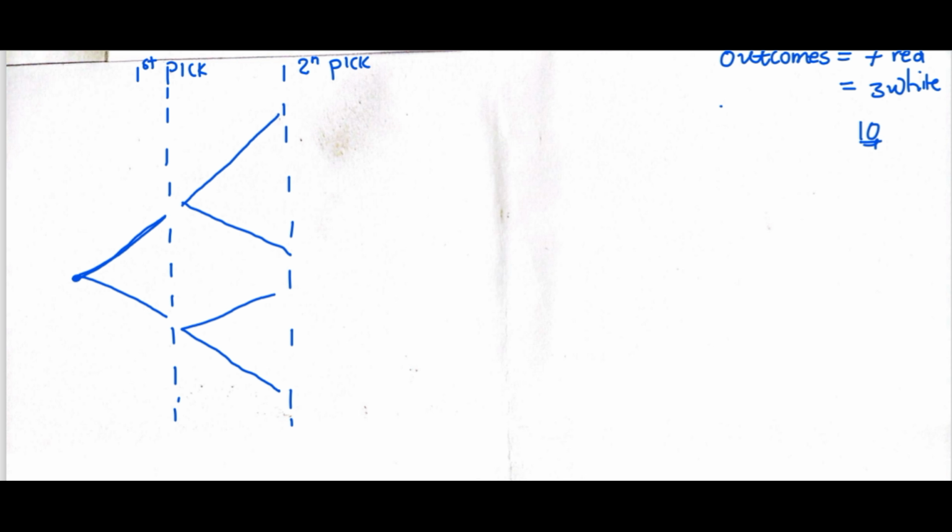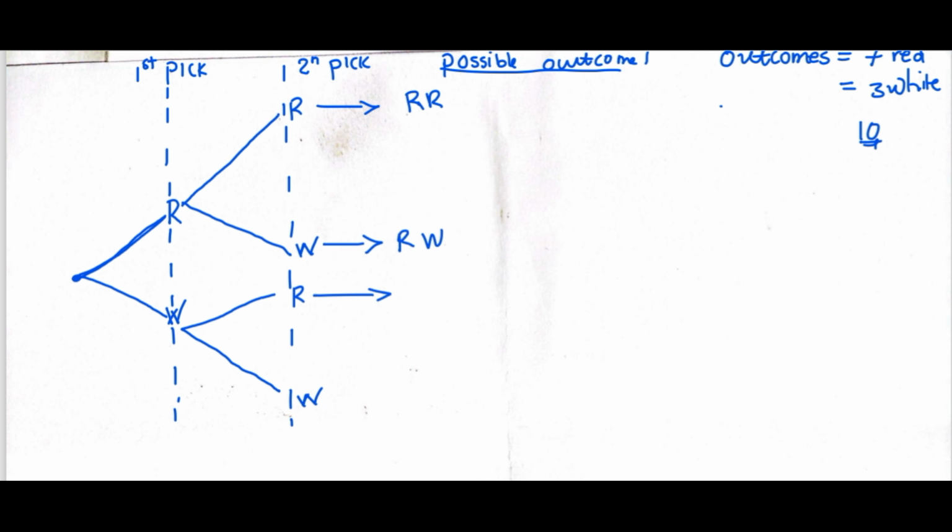After we are done, we can now indicate the probability. There is a chance of picking red, a chance of picking white. So here we are going to have red, white, red, white. Since we are told to show all the possible outcomes, this gives us the probability of picking 2 balls of the same color, which is red. Here we have red and white. Here we have white and red. Here we have white and white, or two balls of the same color, which is white.